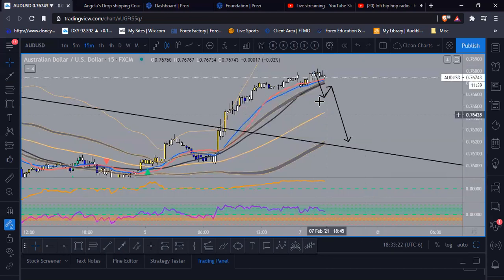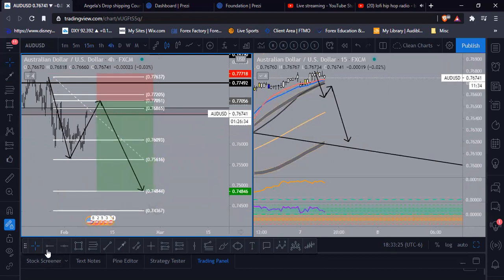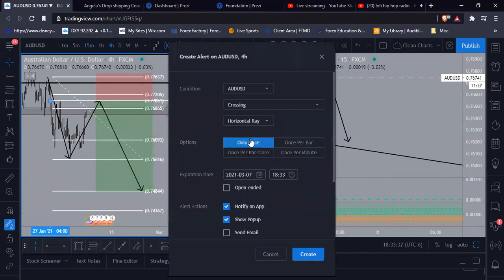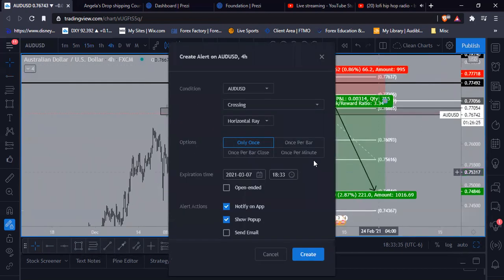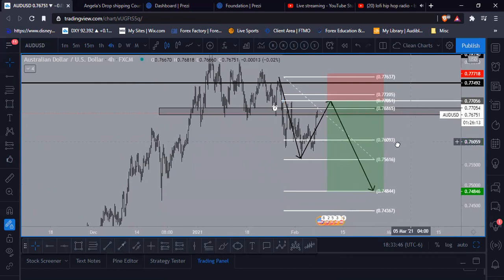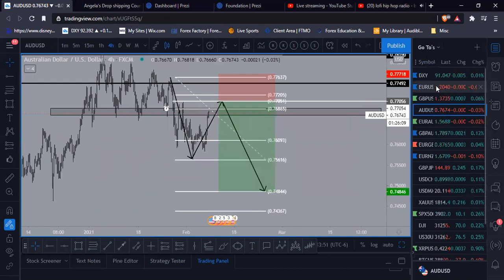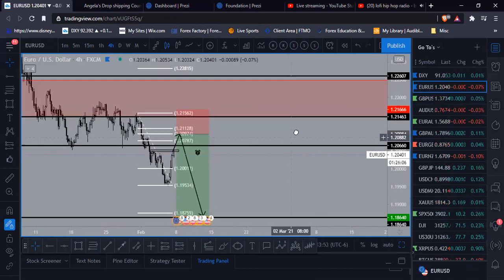Either I get this alert or, I don't know why I'm not setting these alerts, or I get this alert for my sell entry. So let me add alert. Crossing 71% fib, then sell entry. All right. And so looking for that for AUDUSD. I think I have the same thing for EU. I just didn't set a limit. No, I did not.